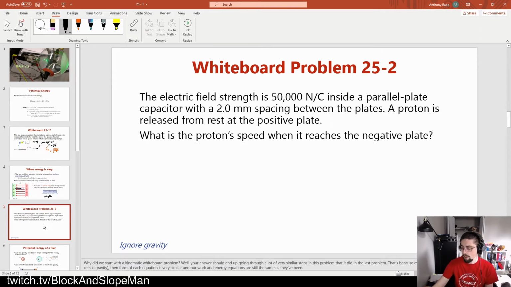Let's say I have a parallel plate capacitor, and within this parallel plate capacitor, I have a field of 50,000 newtons per coulomb. It's got a 2 millimeter spacing, and I've got a proton that I've taped to the positive plate or something. I peel back the tape, the proton flies off towards the negative plate because it really doesn't want to be on the positive plate. What is the speed as it collides into the negative plate? Use that idea of what we just saw in the last slide here. Think about the terms of energy.